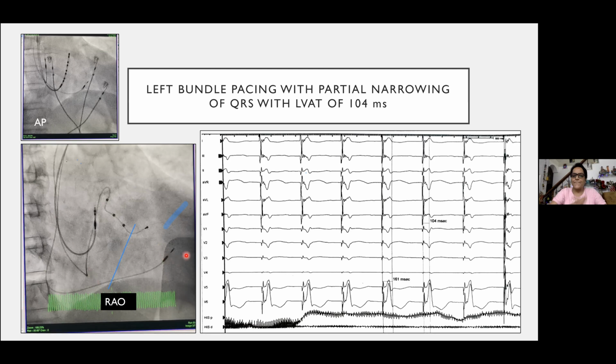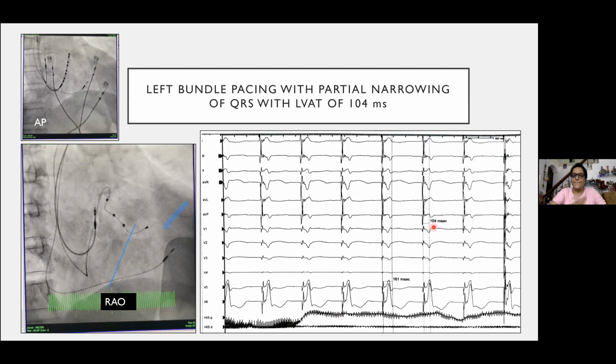So by doing all this, we were able to get a left bundle capture. But because we are more distal, you can see here that we are getting a dedicated left bundle capture. And how can you see that? You can see that we are getting a terminal R in V1. So it is a left bundle capture.